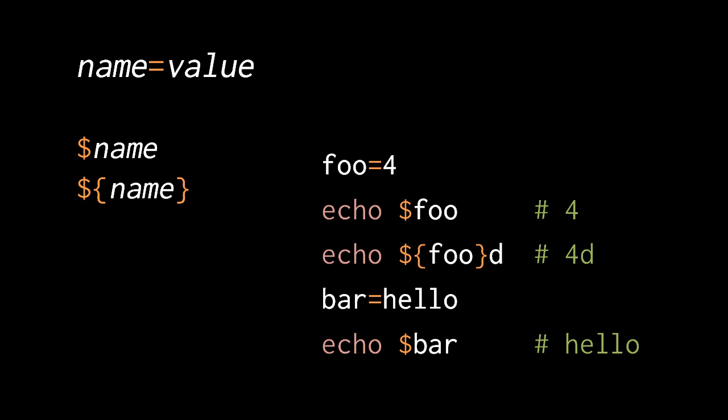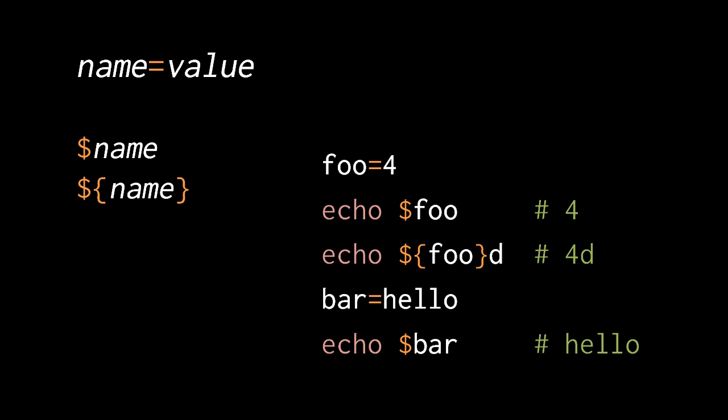In the next line, we're again invoking the echo command, but now the argument is the expansion of foo followed by a letter D. This time we have to use the form with curly braces, otherwise the shell would think we're trying to expand a variable named food, not foo, and so it would actually expand to nothing. It's actually possible to expand a variable that doesn't exist, and it just expands to an empty string.